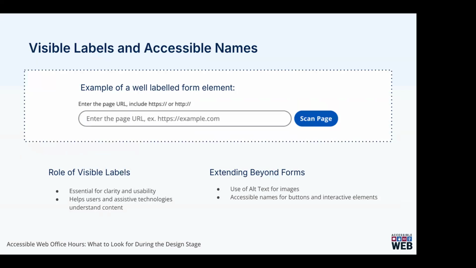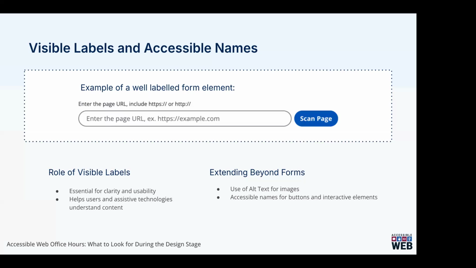Imagine navigating a form without any visible labels, just blank spaces where you have to guess what to enter. For many people, this isn't just confusing, it's completely inaccessible. Visible labels are essential for clarity and usability, not just a design preference. They guide users, provide context, and ensure that everyone, including those using assistive technologies like screen readers, can accurately understand what's required. And this goes beyond just forms. The same principle applies to images and other elements.